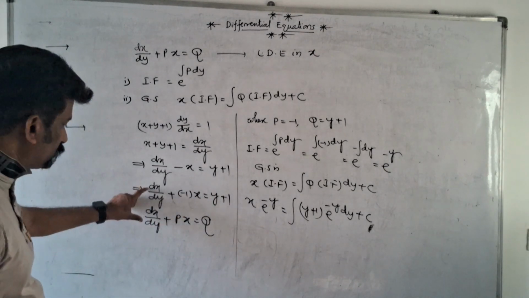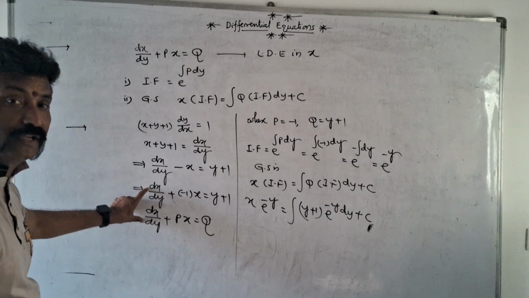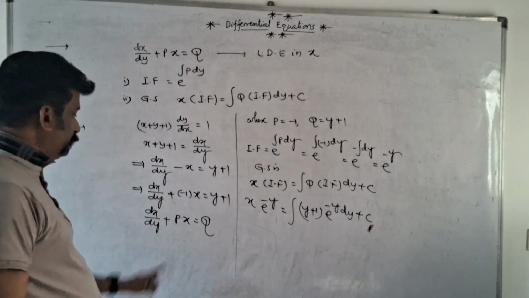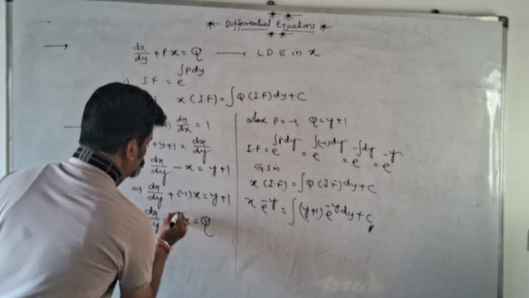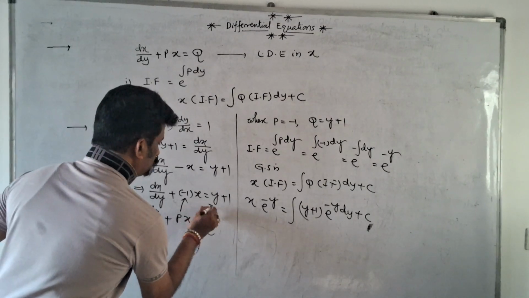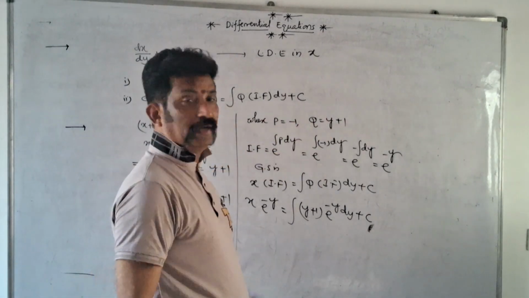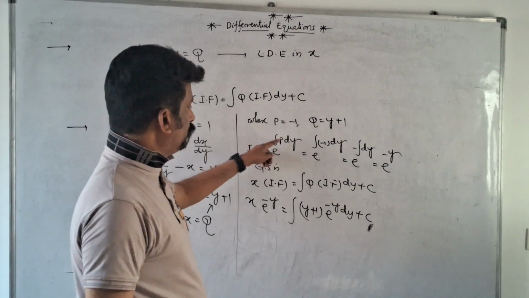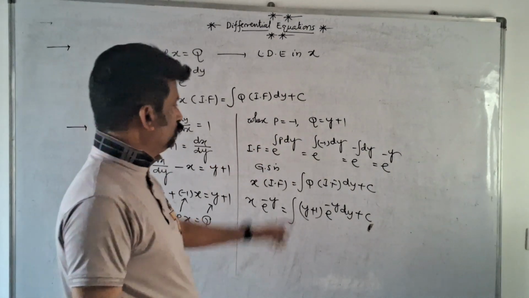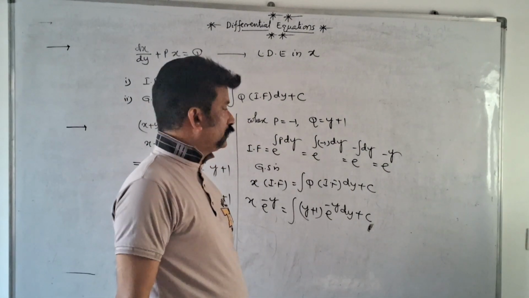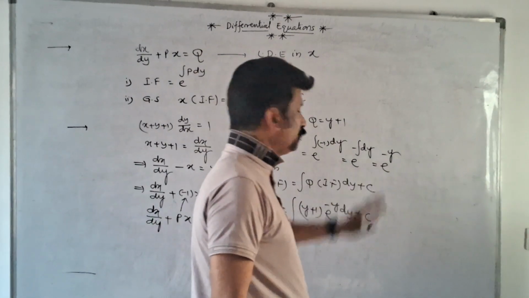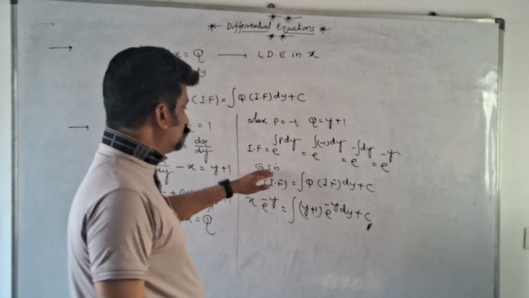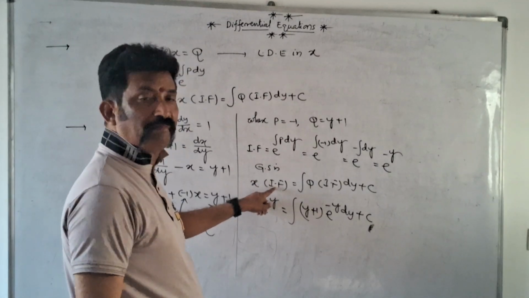Now compare this equation with a linear differential equation dx/dy + Px = Q, where P = -1 and Q = y + 1. So the integrating factor is e to the power of the integral of P dy, which is e to the power of the integral of -1 dy, which is e to the power of -y.